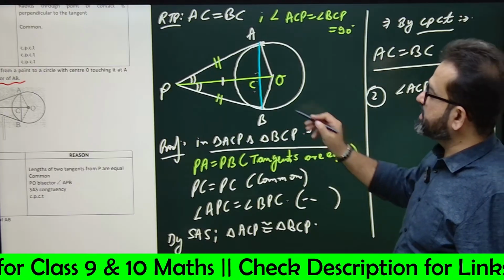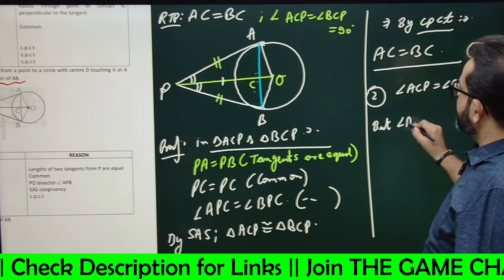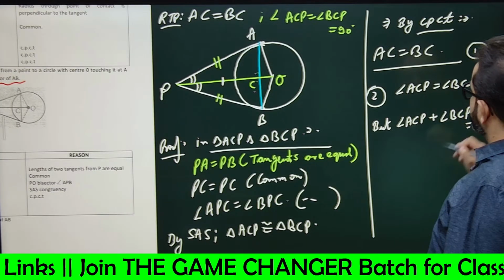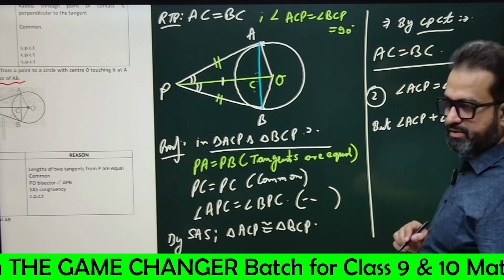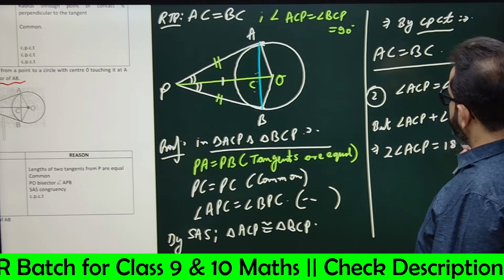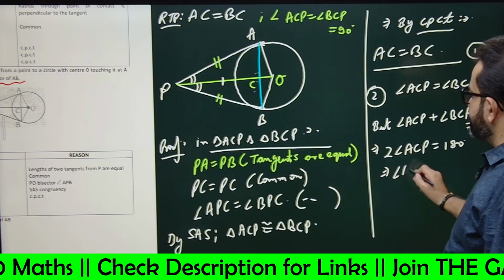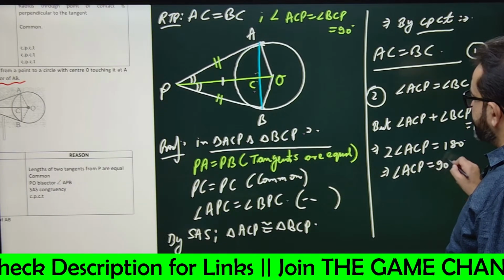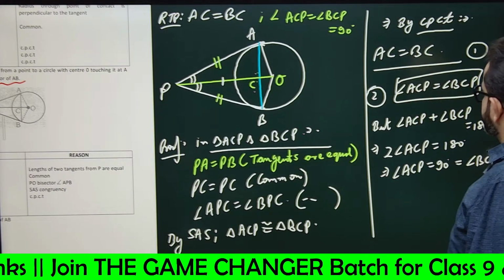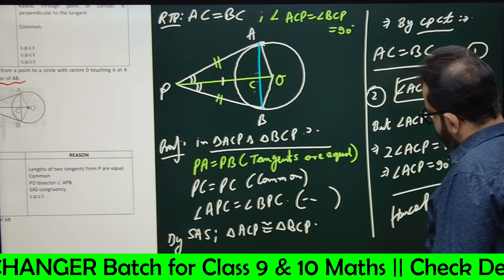But we know that angle ACP plus angle BCP equals 180 degrees, the sum of these angles, linear pair, but these are equal. It implies twice angle ACP equals 180 degrees. It implies angle ACP equals 90 degrees, and that also equals angle BCP, because ACP was equal to BCP. Hence proved. Last you have to write it like this. Hence proved. Yes or no?